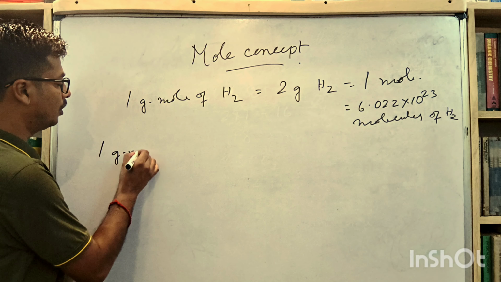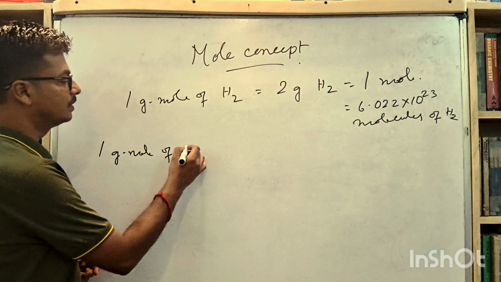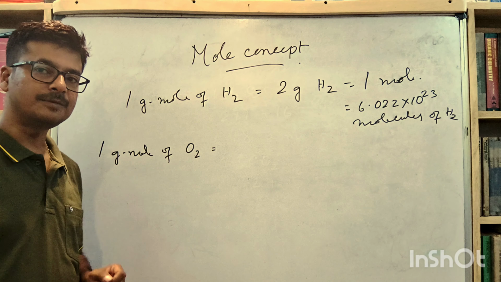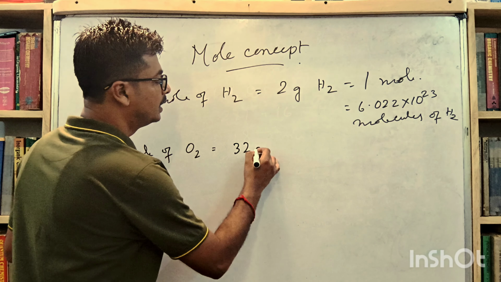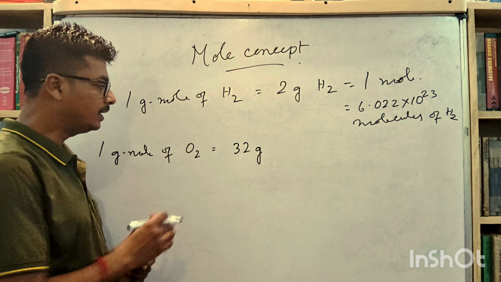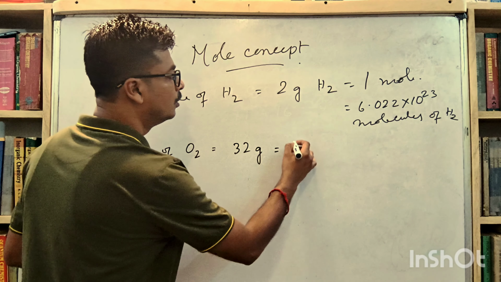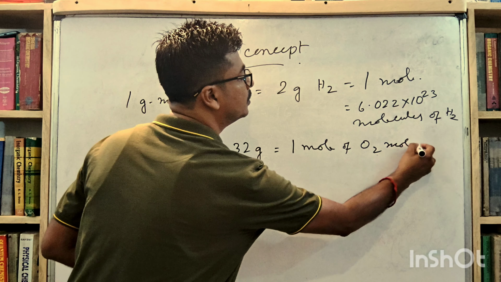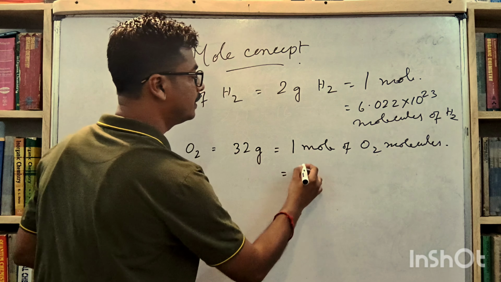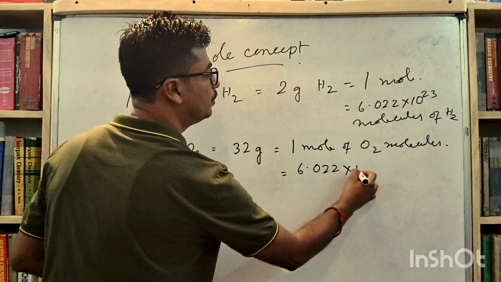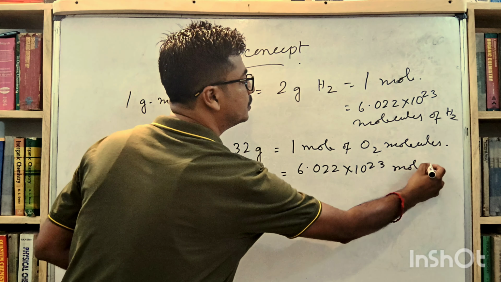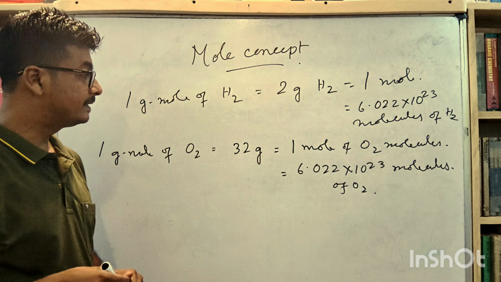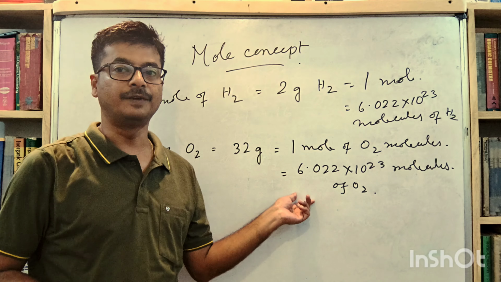Let us take another example. 1 gram mole of oxygen means how many grams of oxygen? It means 32 grams of oxygen. 32 grams of oxygen means 1 mole of oxygen molecules, which is equal to 6.022 into 10 to the power 23 molecules of O2.